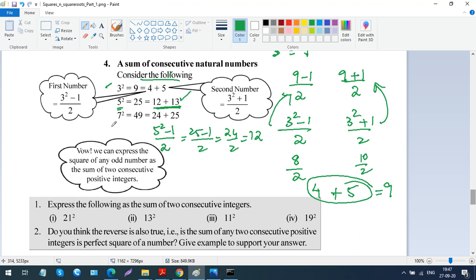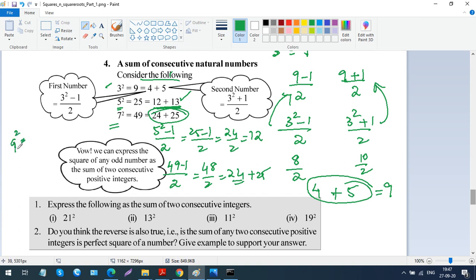Same way, 7 square is going to be 7 square minus 1, so 49 minus 1 divided by 2 could be written as 48 by 2, which is 24. So one number is 24. The next number is going to be 25. Understood? So similarly, if I ask you 9 square, what will you do?